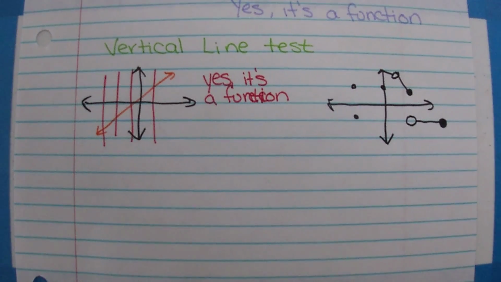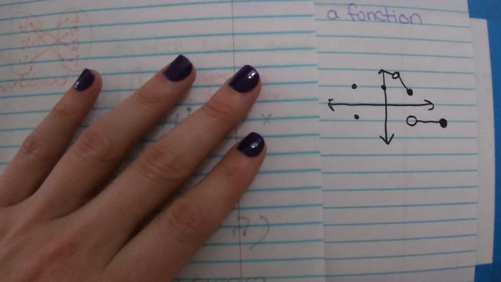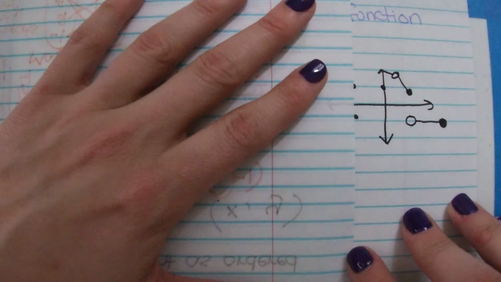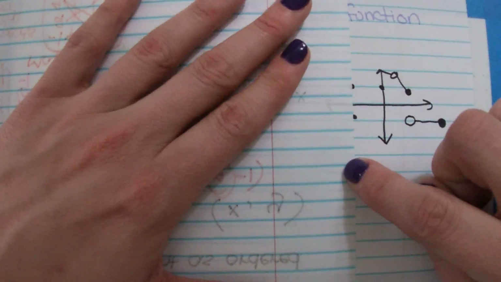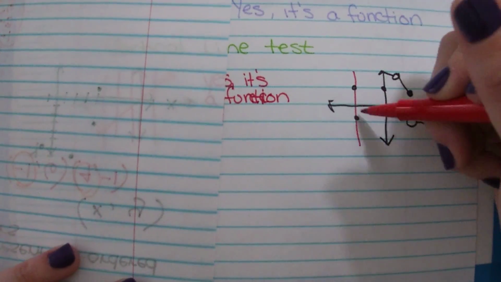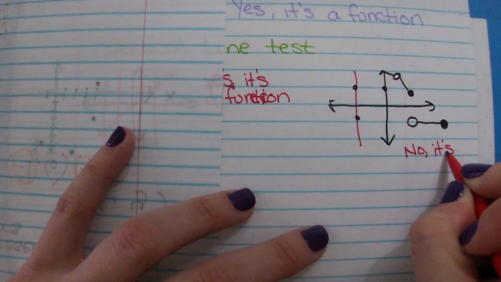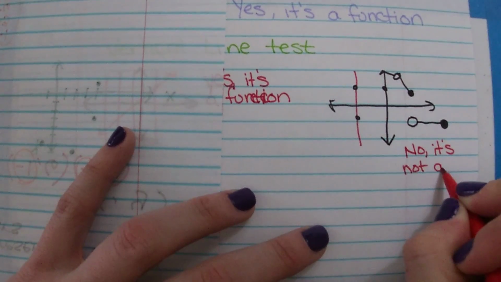Okay, decide if it's a function or not. Again, we're looking at vertical lines. So we're going to take something and we're going to look every place vertically. So if I look at the edge of this paper, right here, when I draw a vertical line, it touches these twice. So this vertical line is touching here and here. So we would say, no, it's not a function.